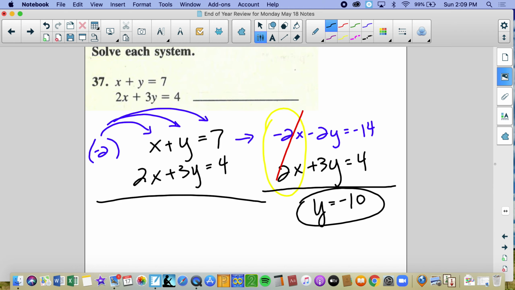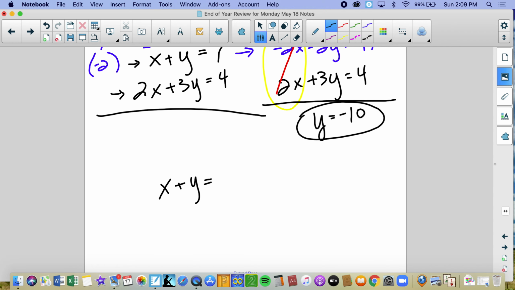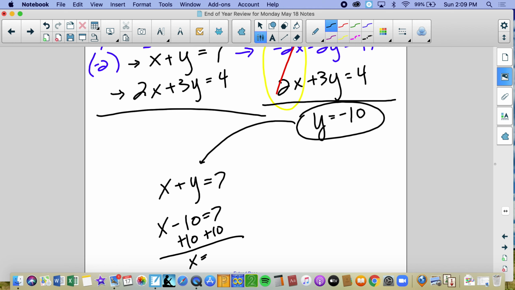Now I take one of these original equations, and I'm going to plug it back into the equation. I'm going to use x plus y equals 7, and I'm going to plug the y into that and solve for it. Add 10, add 10, and I get x equals 17. So the point of intersection has an x value of 17 and a y value of -10.